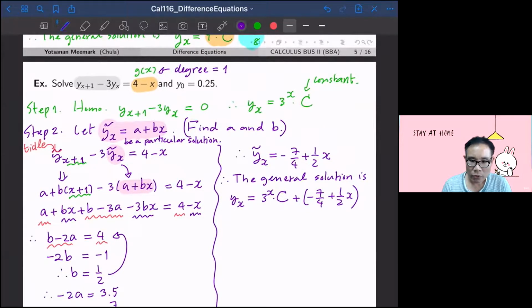Okay, so for this one, this guy comes from the homogeneous part, with the particular part. So this one will be just the sum of these two.